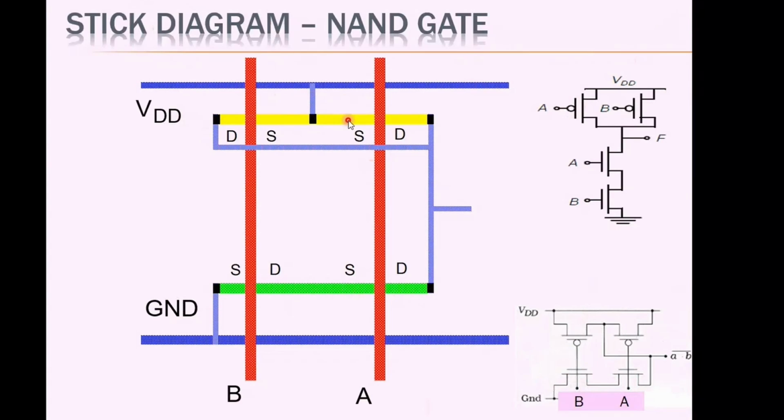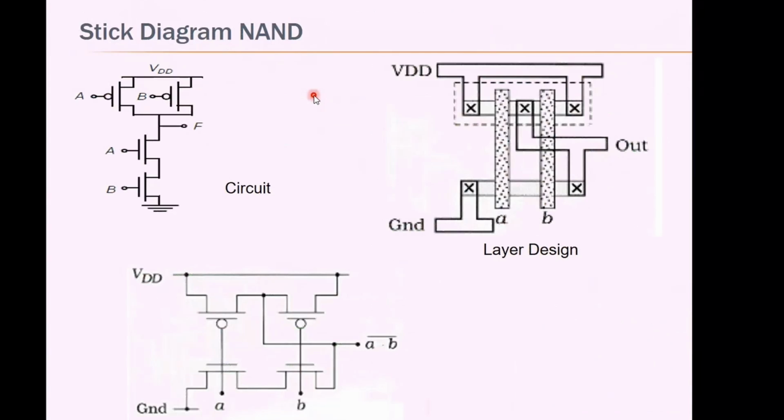For transistors A and B of the PMOS devices, the sources are considered in the center region and they are connected to the VDD line. So to ease the connections, we are drawing the stick diagram of the NAND gate like this. Similarly, we can draw the diagram in black and white like this also. This is the stick diagram of the 2-input NAND gate in black and white.